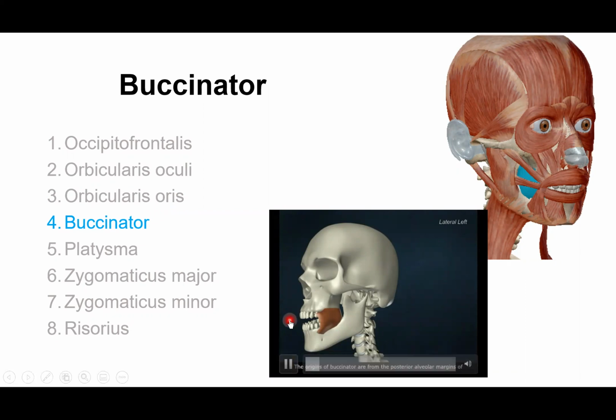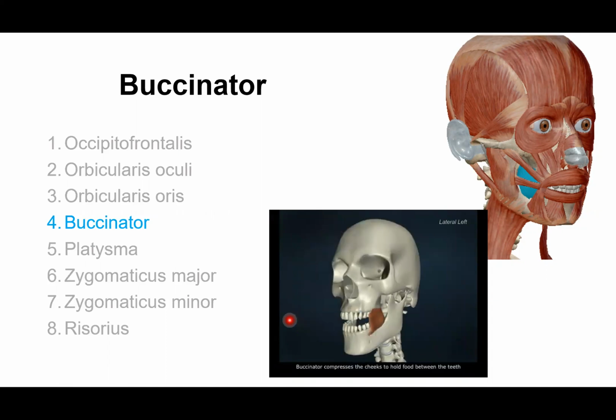The origins of buccinator are from the posterior alveolar margins of the maxilla and mandible, and from a band of connective tissue running vertically between the two, known as the pterygomandibular raphe. At its insertion, buccinator blends with fibers of the orbicularis oris. Buccinator compresses the cheeks to hold food between the teeth while chewing. It is innervated by the facial nerve.